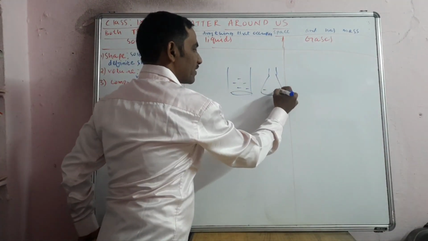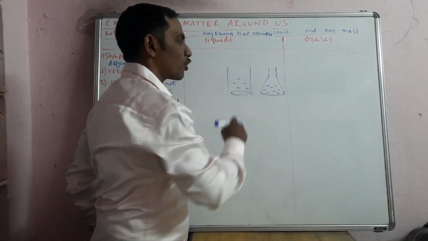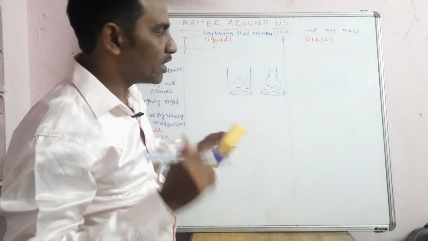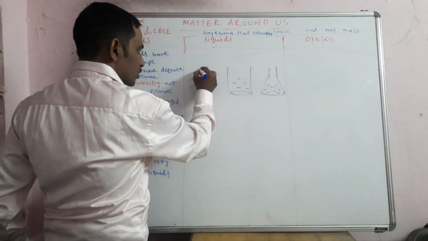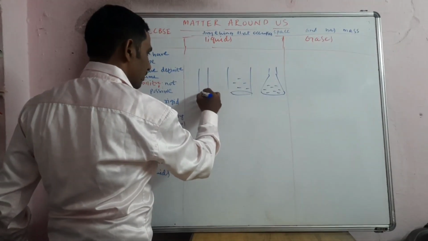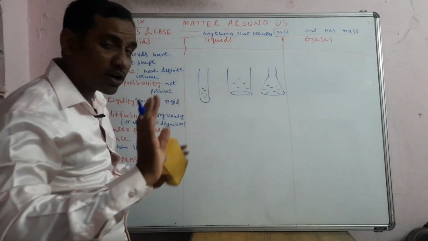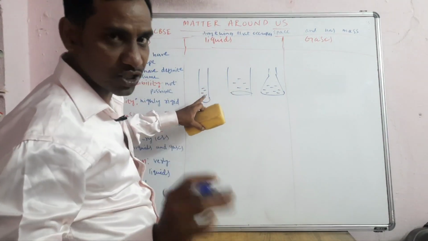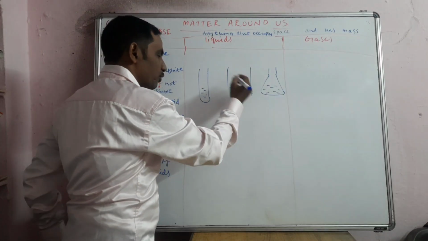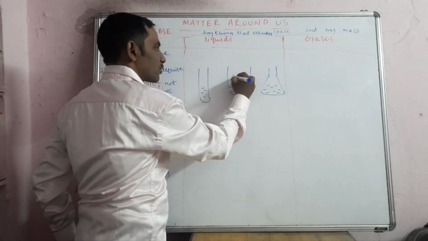So what is happening? If you pour the same liquid, it occupies the shape of the container. If you pour it in a test tube also, it will take the shape of the container. So liquids do not have a particular shape, but whatever liquid you are pouring, for example, this is 50 ml you are pouring.